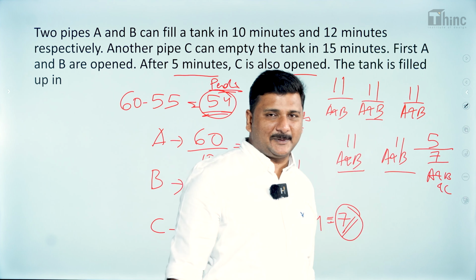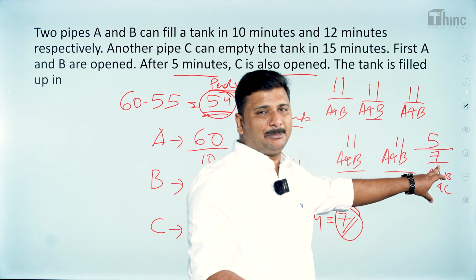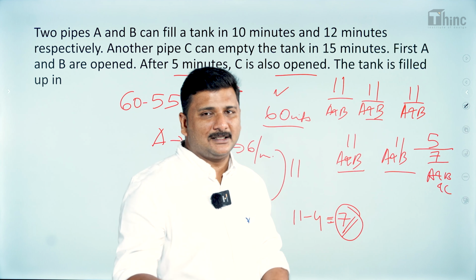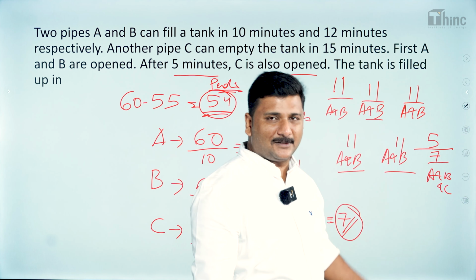But only 5 units is pending. For filling the 5 units, they need what is pending divided by what they are capable of doing in a minute. So the full next 1 minute is not required, because if they work for an extra 1 minute, 7 more units are filled, but only 5 units is what is pending.